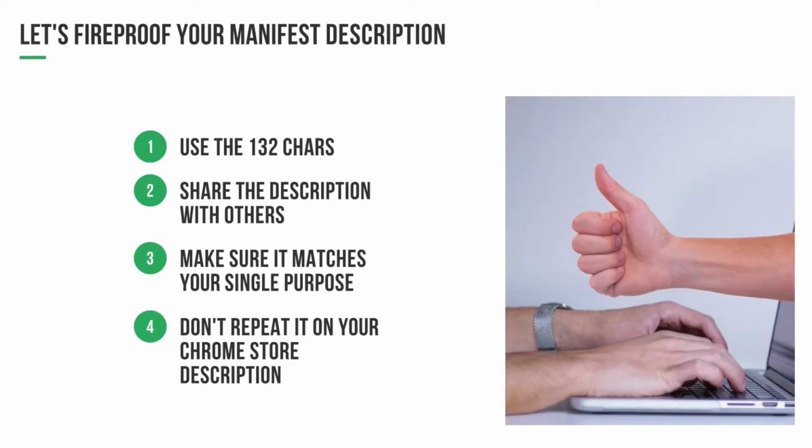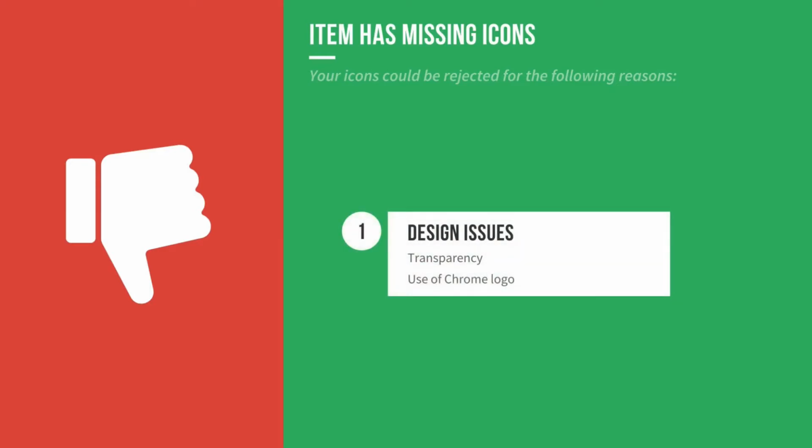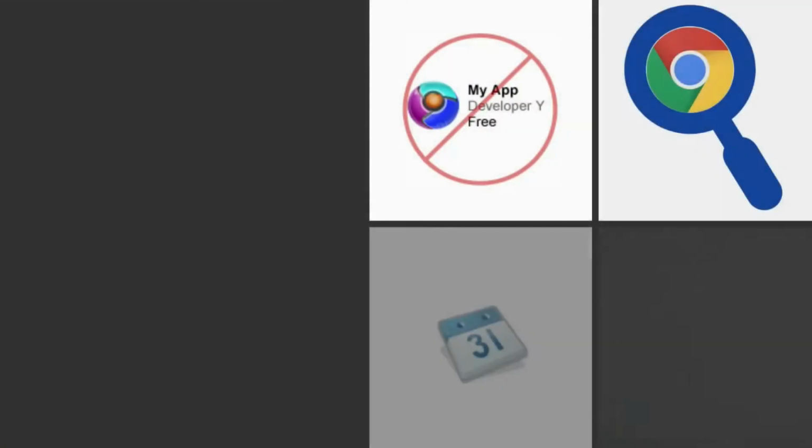So let's move on into icons. Your item has missing icons. Your icons could be rejected for the following reasons. Design issues. You may be including too much transparency or even using the Chrome logo as part of your logo. Let's look at some examples.